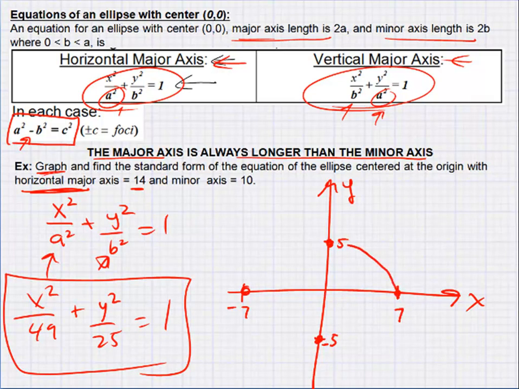Draw your graph as best as possible. It should look like an oval, because there's a bigger distance this way, there's a smaller distance this way. That's it. There's your graph, centered at the origin. This distance here is a, this distance here is b.